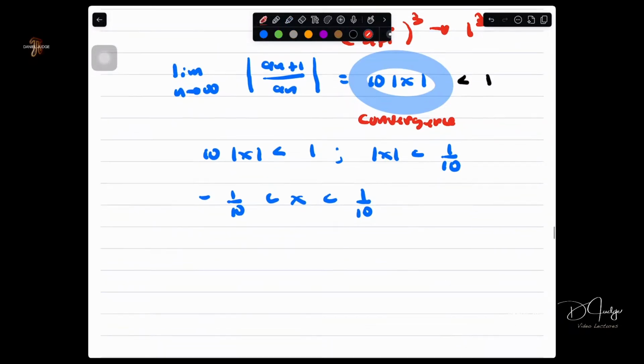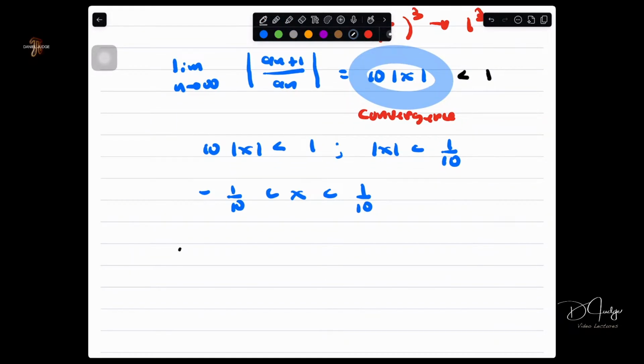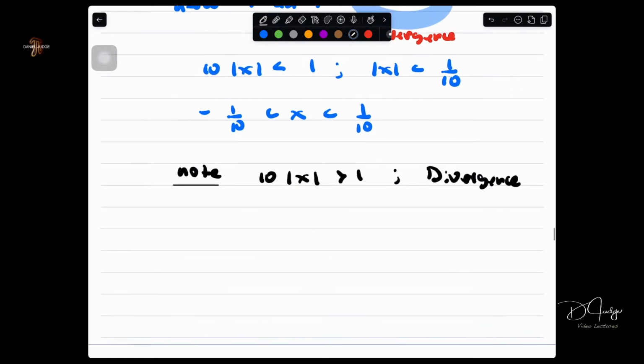However, we have to note something. We're looking for the interval of convergence here. When you look at this portion, 10 absolute value of x, remember when that portion is bigger than 1, we have divergence. So it's going to diverge for those values. It is inconclusive when we set this portion equal to 1. So inconclusive means it may converge, it may diverge. We just don't know by the ratio test. So this is inconclusive now.